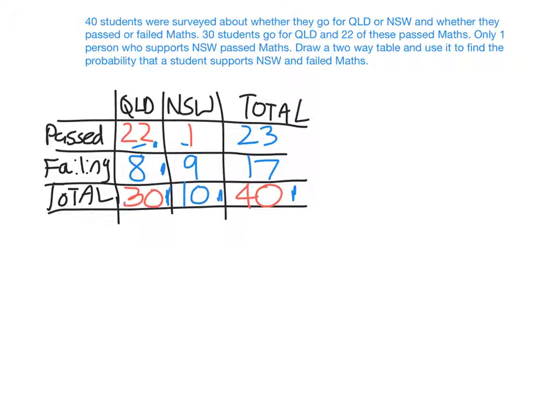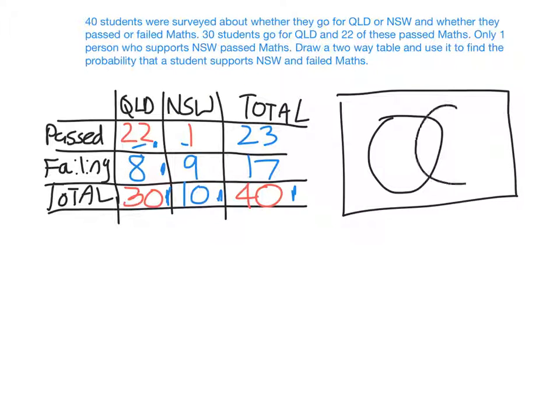So now we've done a two-way table. Now I could have easily put this in a Venn diagram. It's sort of the same idea. So I draw up my Venn diagram, but instead of having one circle for Queensland, one for New South Wales, I just have one circle for this category and a second circle for this category. So I'll just put Queensland and passed maths.